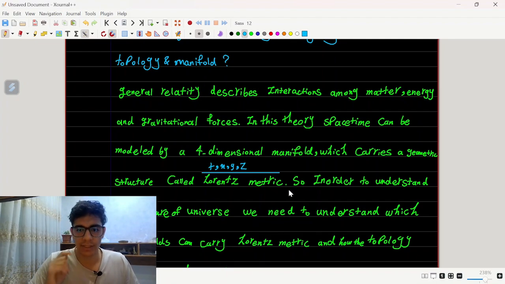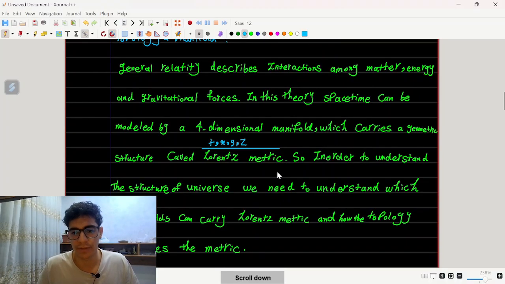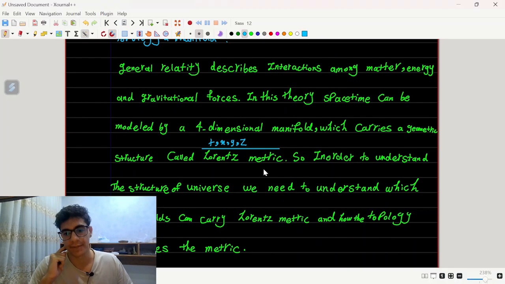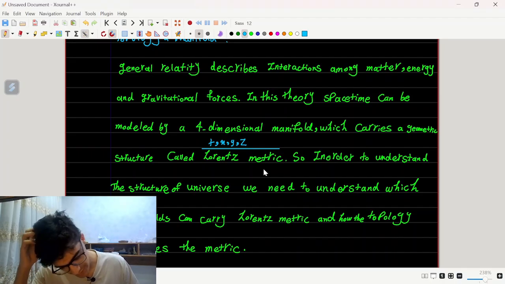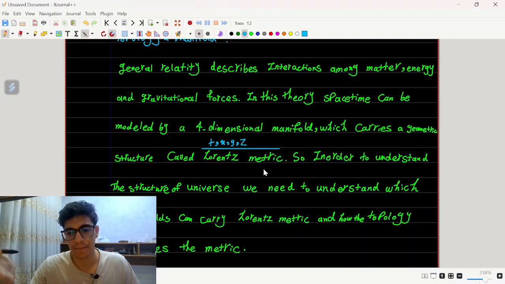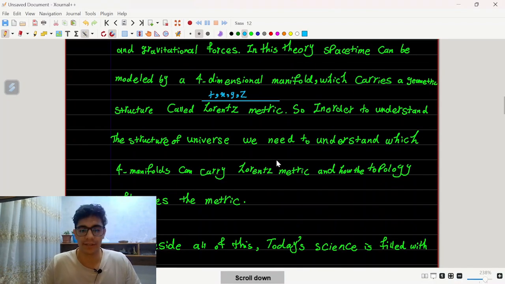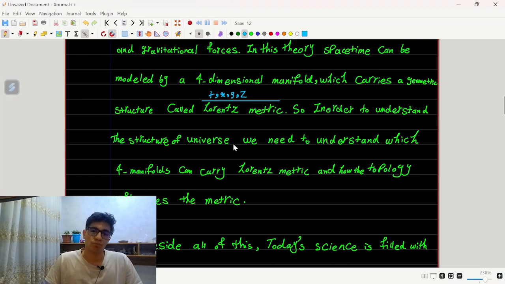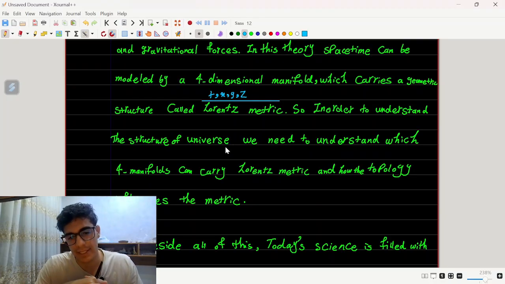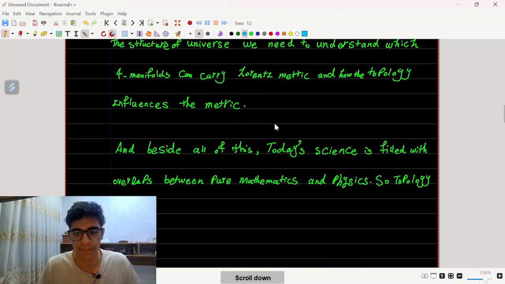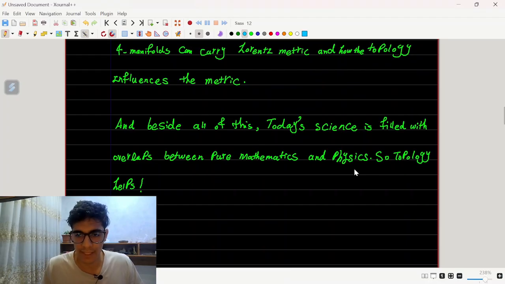And in order to understand the structure of the universe, we need to understand which four-manifolds can carry a Lorentz metric and how topology influences the metric. And besides that, we are seeing that pure mathematics is always overlapping physics in various fields such as string theory and electrostatics, and you know what I'm talking about. And topology is basically what we need to understand manifolds.